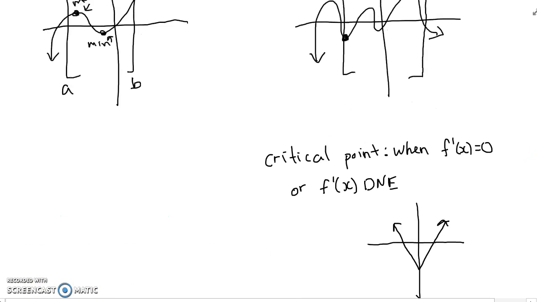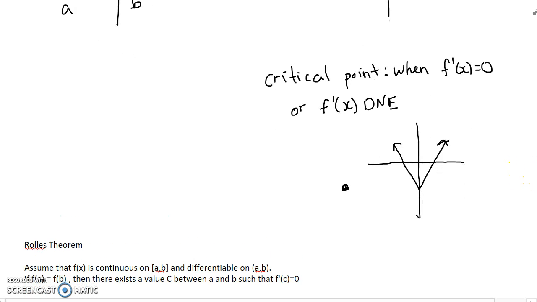So a critical point on a graph is when the derivative of f of x, so f prime of x, equals 0, or the derivative does not exist. For example, on this absolute value graph, when there is a minimum, which would be right here, this is currently an absolute minimum.